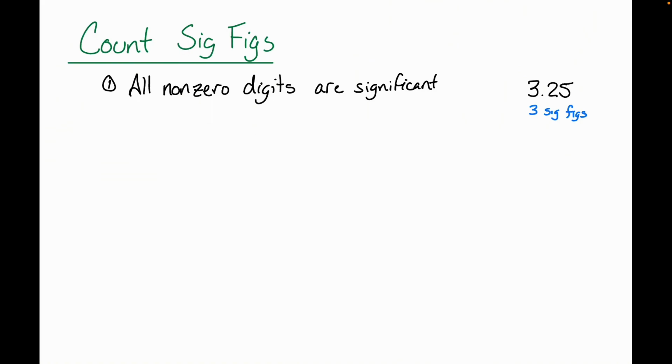Okay? So clearly the zeros are going to be the pain in the butts, right? If it's not 0, we don't have to worry about it. If it is 0, we have a little bit more consideration here. Okay, so rule 2 then. Zeros between non-zero digits are significant.